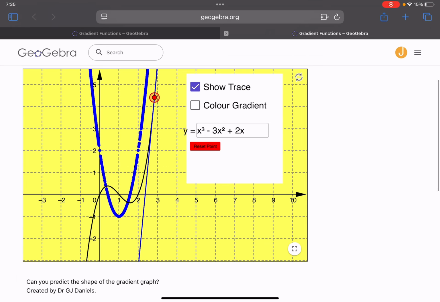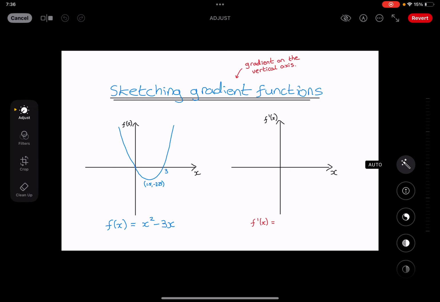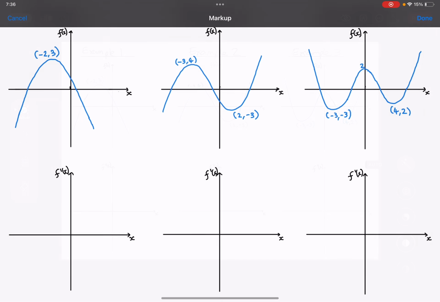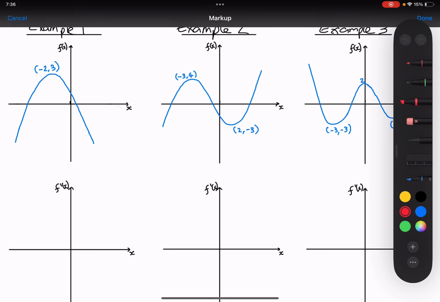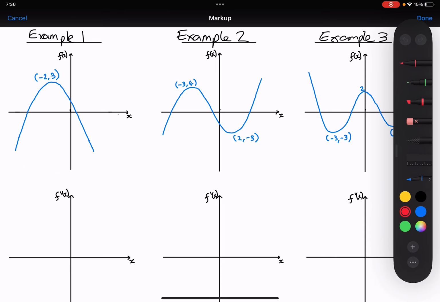So let's have a look at what this might look like for you guys in your A-level. 3 examples. In each case, we're going to look at where the turning points are, first of all, because that's going to tell me where the gradient is 0.